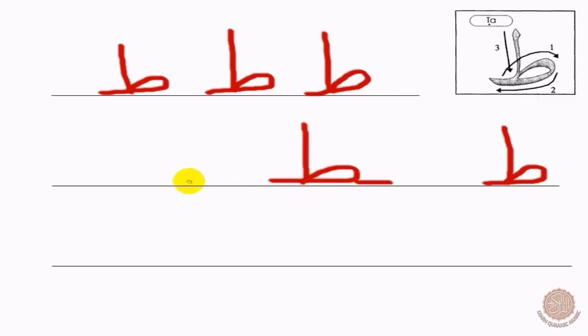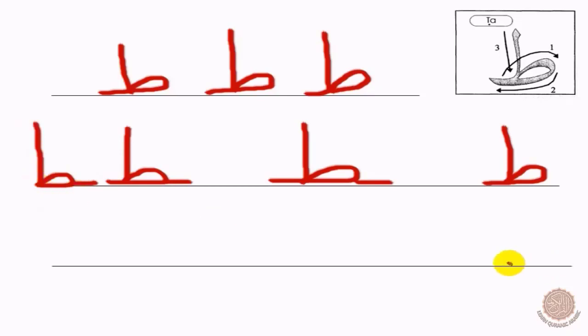At the end of the word, so make sure that it comes out. You don't want to do that. Let's write the ta one after the other.